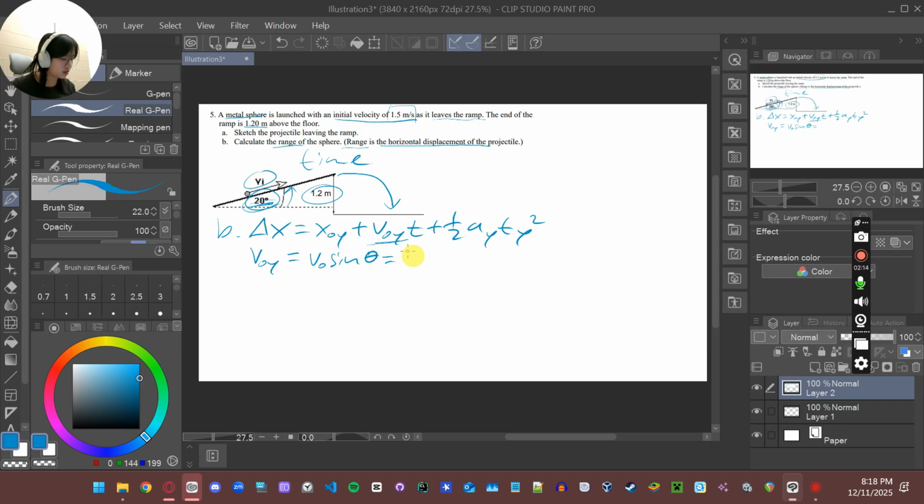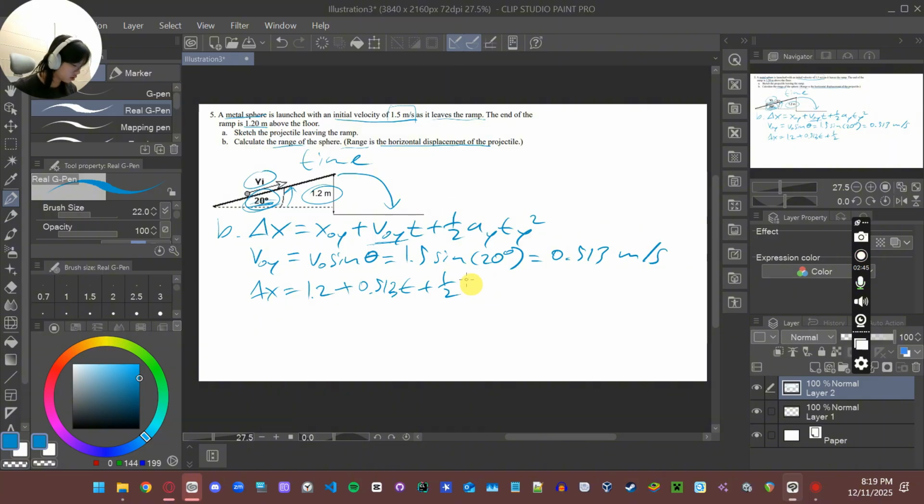Now you know that your initial velocity is 1.5 and your angle is 20 degrees. Now if you punch that into your calculator, you're going to get 0.513 meters per second. And now that you have that, you can go ahead and plug it into the kinematics equation. Initial position is 1.2 meters plus 0.513, which we just found. You don't have time yet. Acceleration, only thing in the vertical direction, is going to be gravity, which is negative 9.8 meters per second squared. And we need to find time.